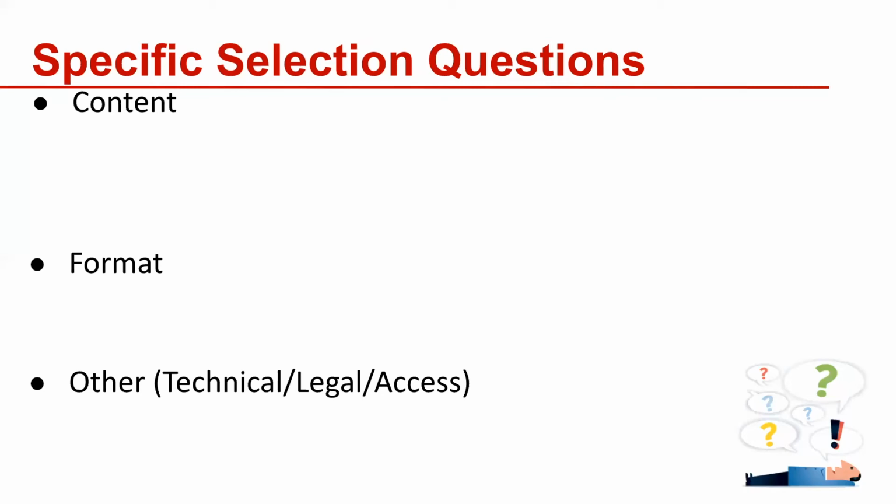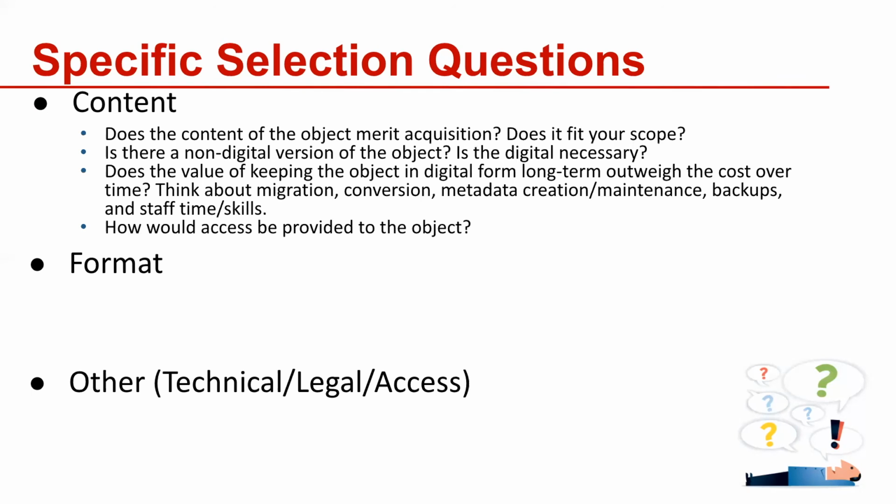So thinking about the general selection criteria, there are also some more specific questions you can ask yourself to address the content of the material, the format, and other issues. So when you're going to go through these questions, some people say stop or don't keep it when the first question is no. But I think that you really need to answer all of these questions and weigh your options. For example, under content, does the content of the object itself merit acquisition?